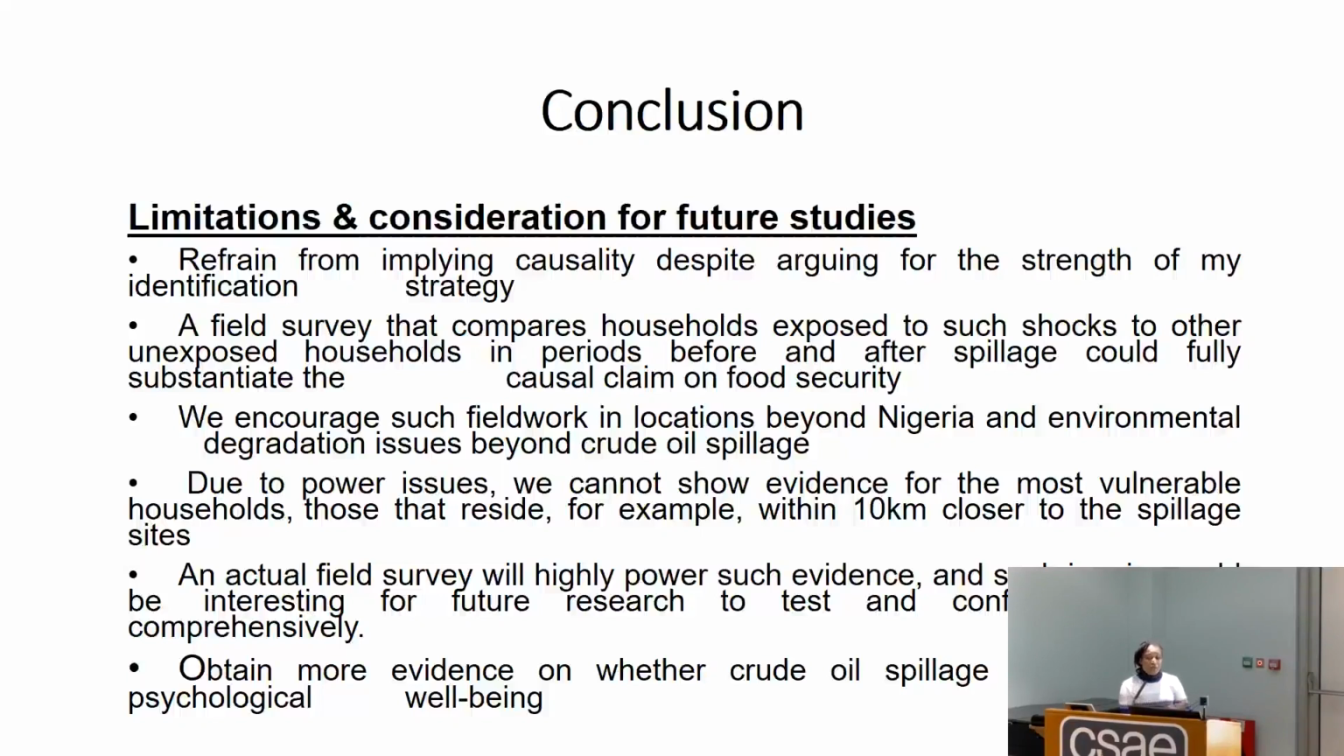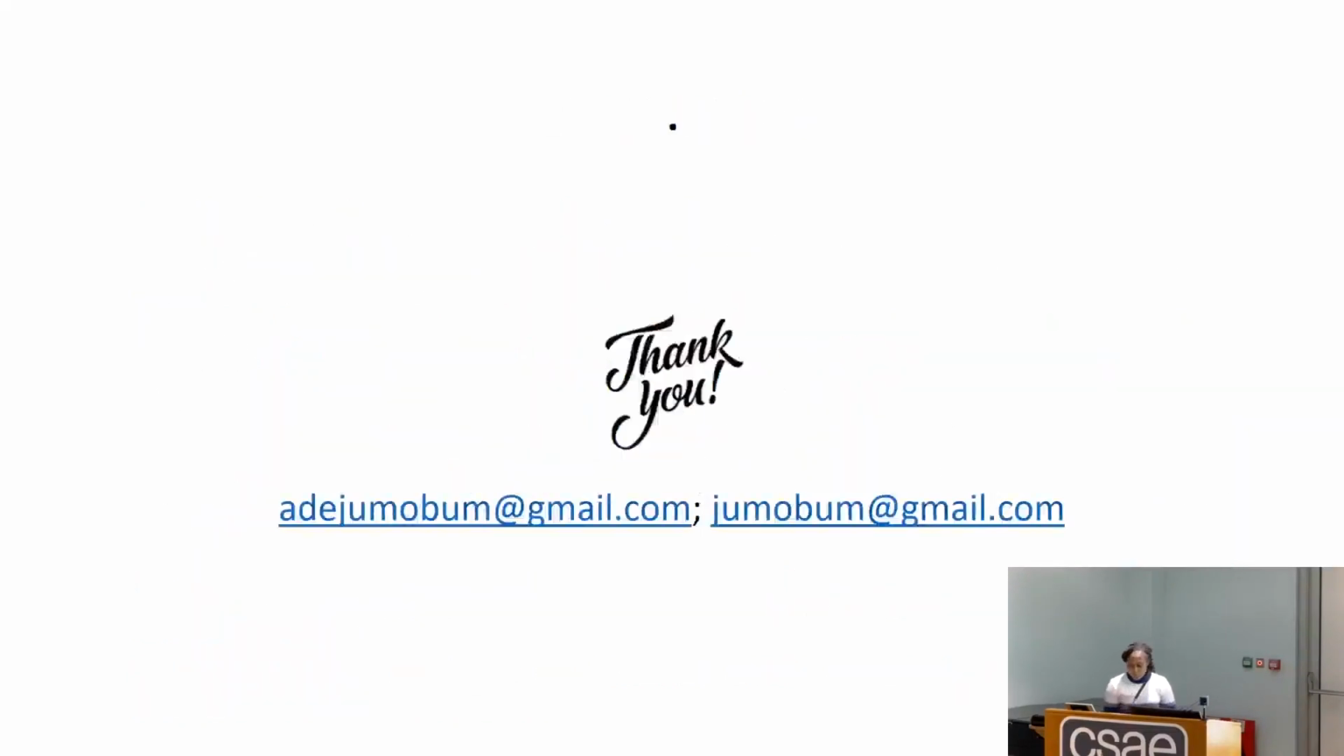Then, like I said, due to power issues, we could not show evidences for closer proximities, like 10 kilometers, 20 kilometers. We'll highly power such evidence if we get more data. Obtaining more evidence on whether crude oil spillage can also affect psychological well-being, like mental health and the likes, is also advocated. Thank you.